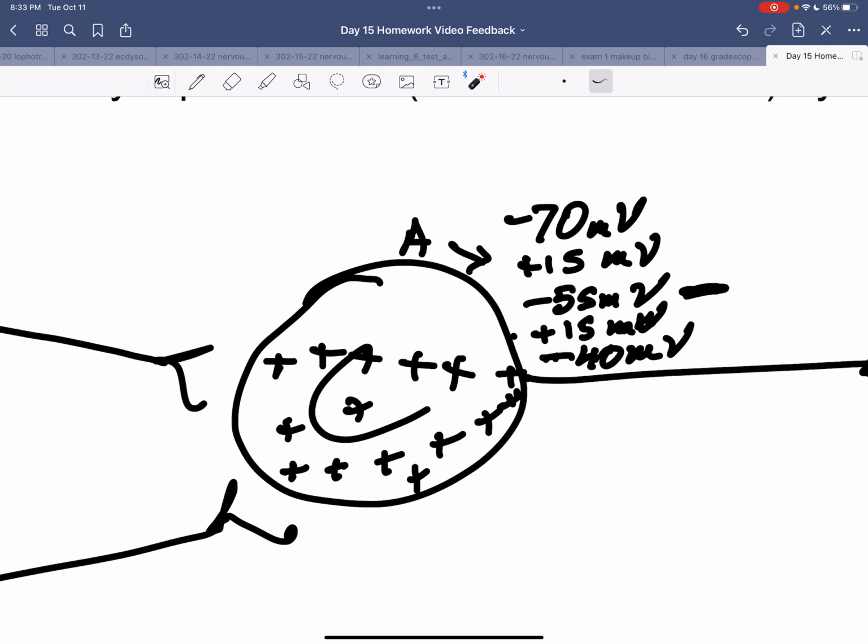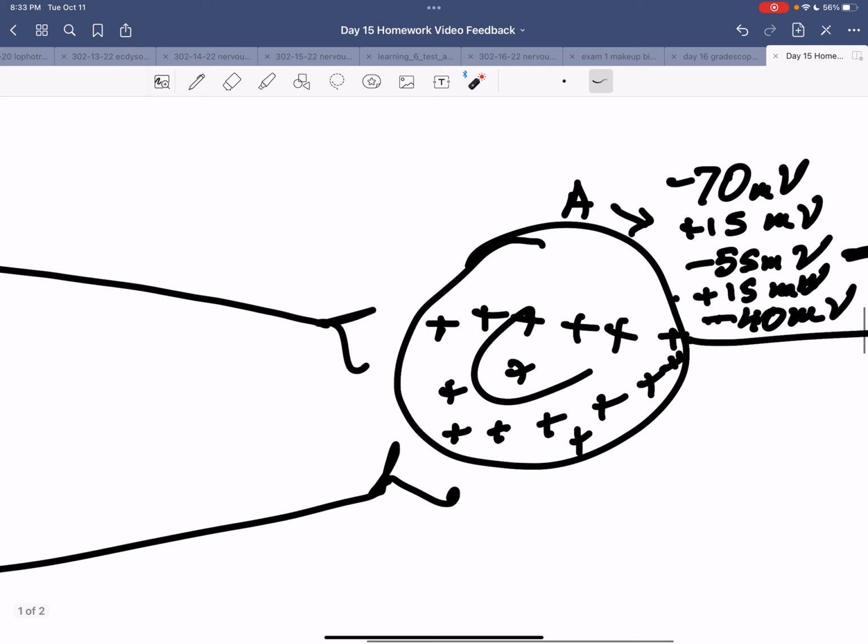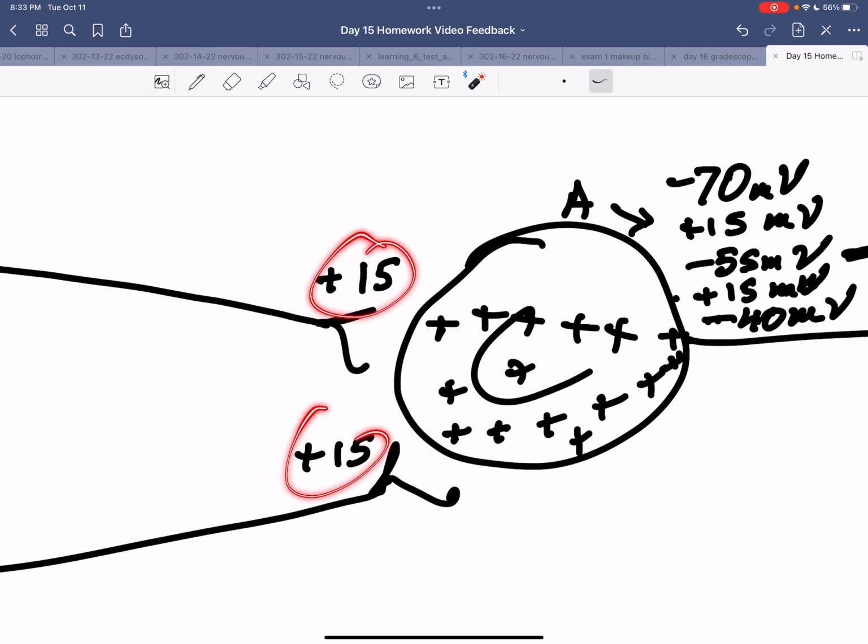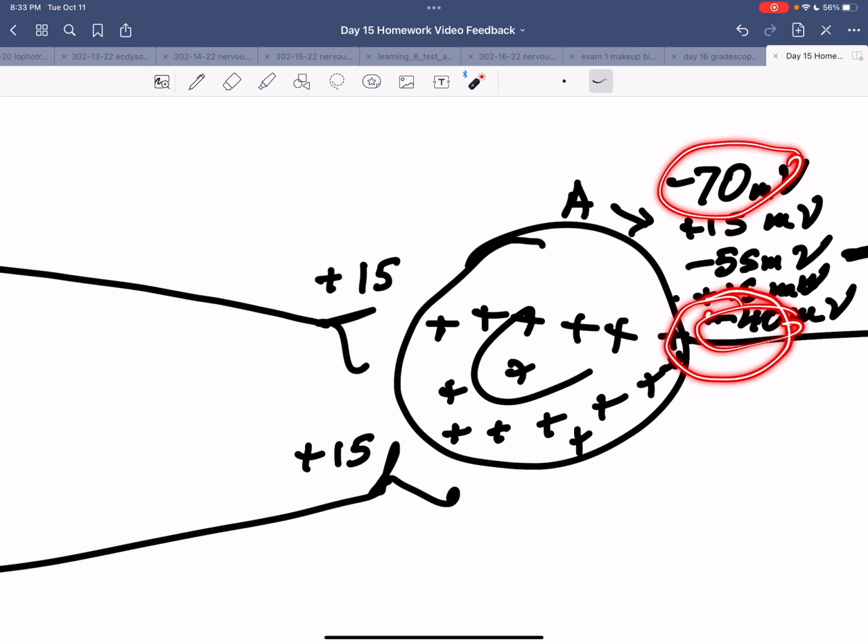So below minus 45, so we're going to get an action potential. And an easy way to show that on your neural circuits is just to show it here, plus 15, plus 15. And that will tell me that what you mean is that not here, but here at the axon hillock, it's plus 15 from each. If we were at minus 70, we'll get to minus 40.